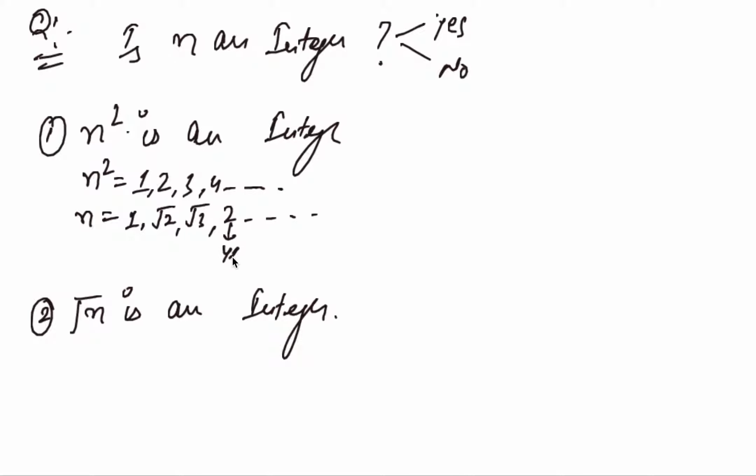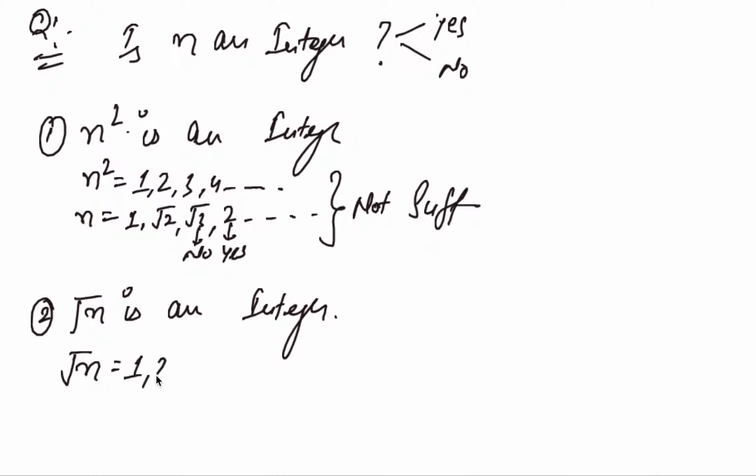Now we have answers sometimes yes and sometimes no. So you say that the first statement is not sufficient. Now you go for the second statement, which says square root of n is an integer. That means now you equate square root of n with 1, 2, 3, 4, etc.